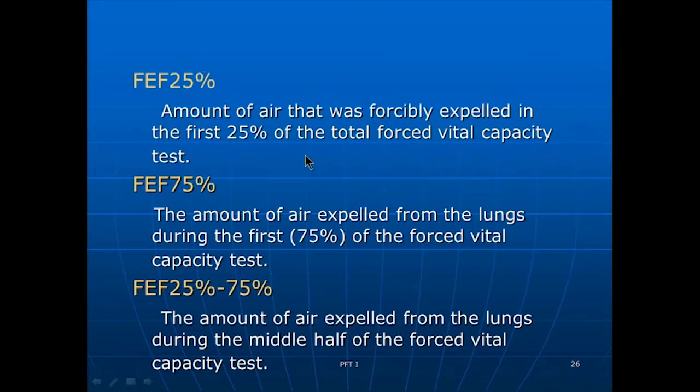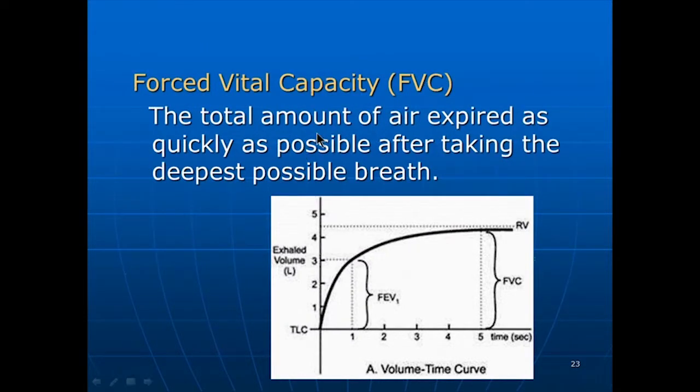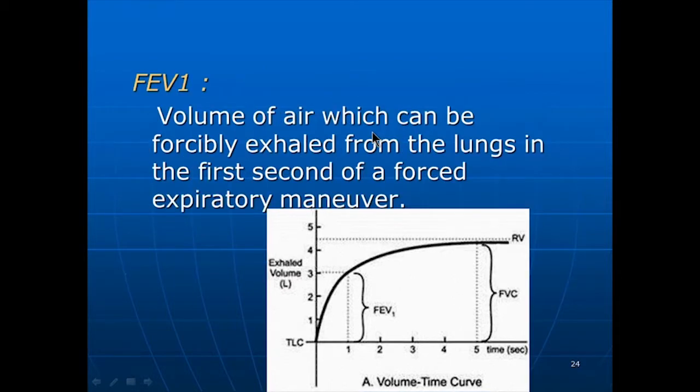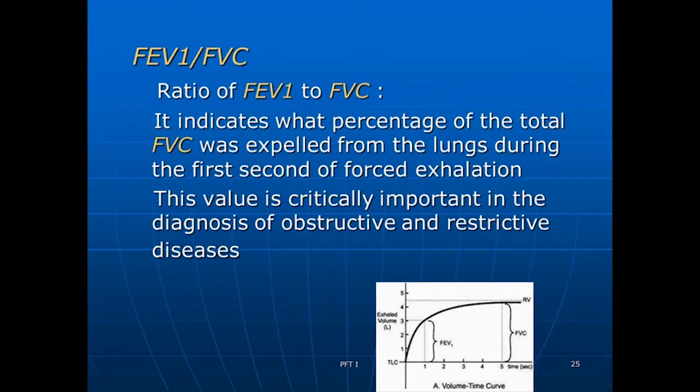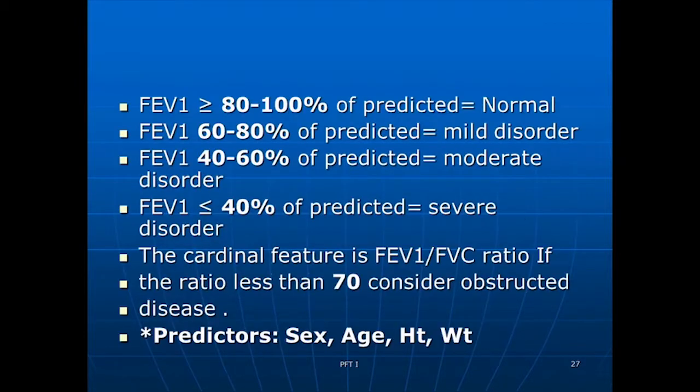So we said that this is independent of effort. The patient has no control over this. The patient has control over the forced vital capacity because we're telling them to blow out as quickly and as hard as possible. We do that in the first second. But after the first second, and the next 25 to 75% of that forced vital capacity, the patient has no control over that. So that's giving us more an indication of a flow value. And that's going to give us the indication of obstructive versus restrictive pattern.